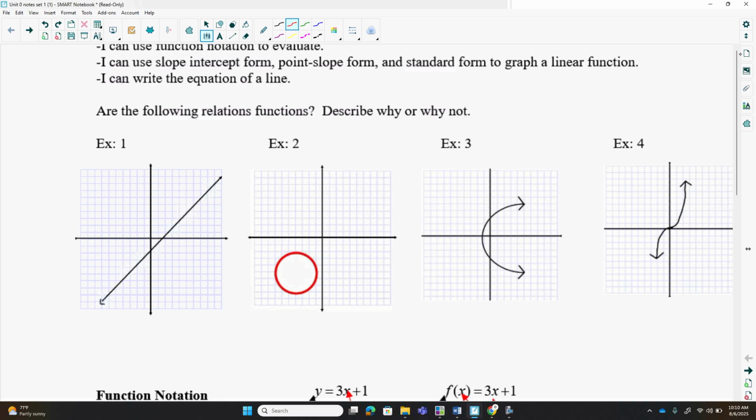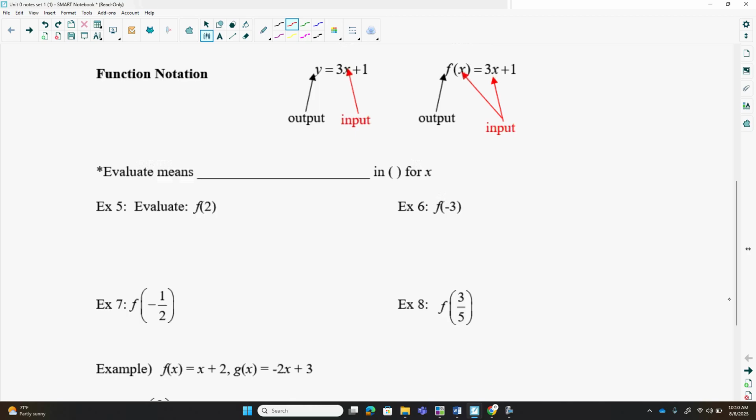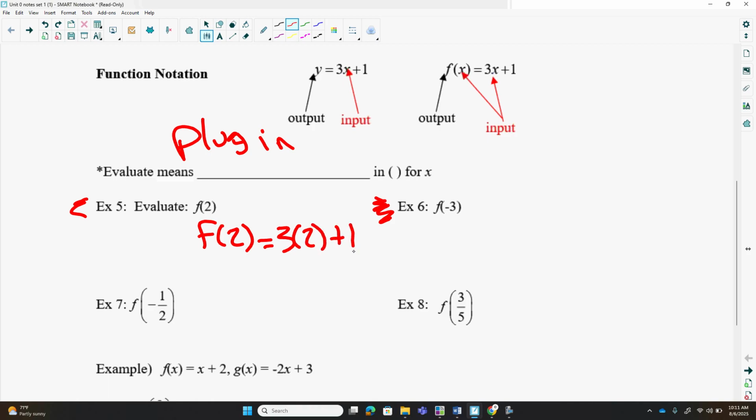All right, so we stopped here, somewhere in here. We didn't get very far, right? We're at number what? The second row. Example 5. All right, so to evaluate means we're going to plug in that value. Now we're going to write it as a complete sentence. To write a complete sentence, you must have the equal sign. So we're going to write f of 2 is equal to 3 times 2 plus 1.